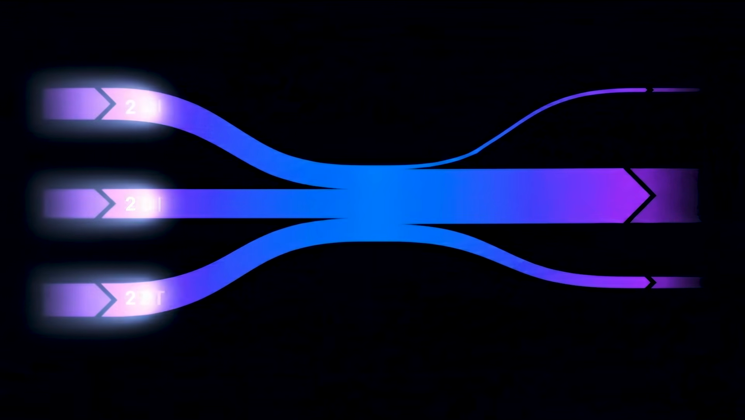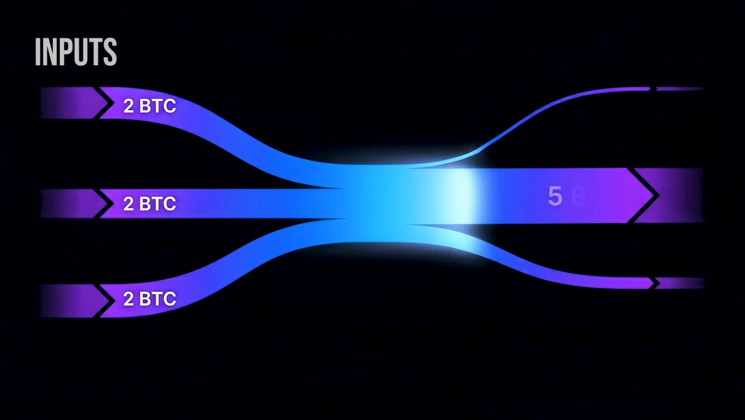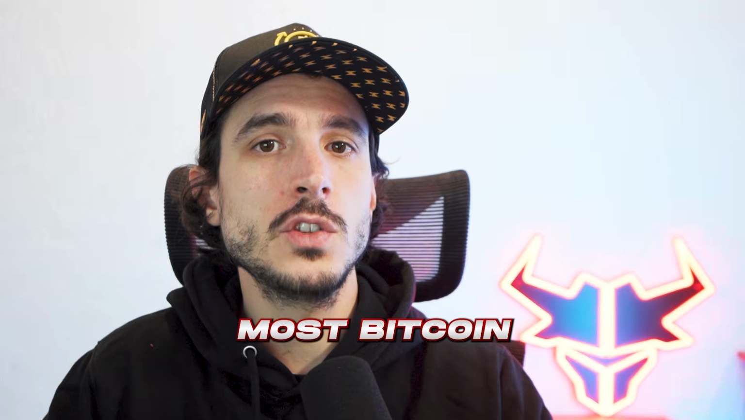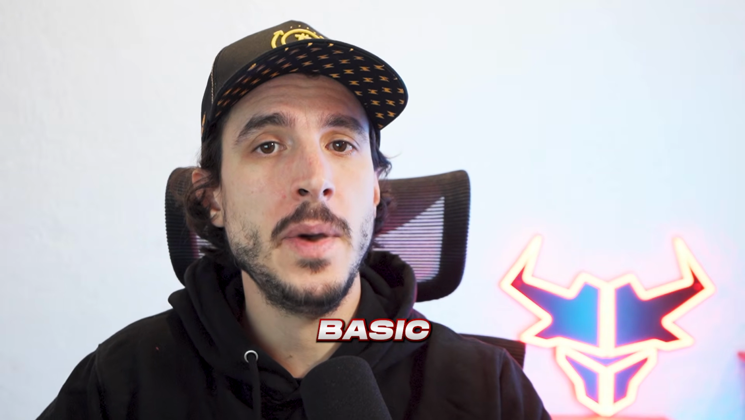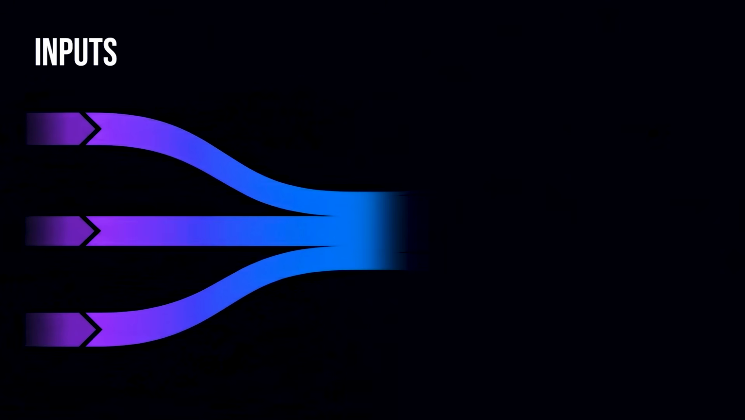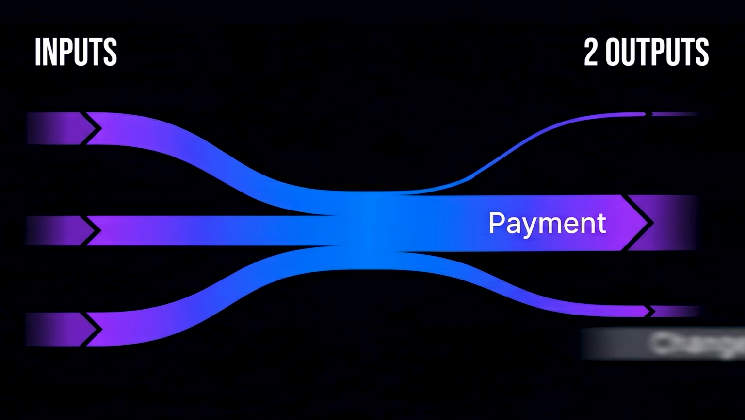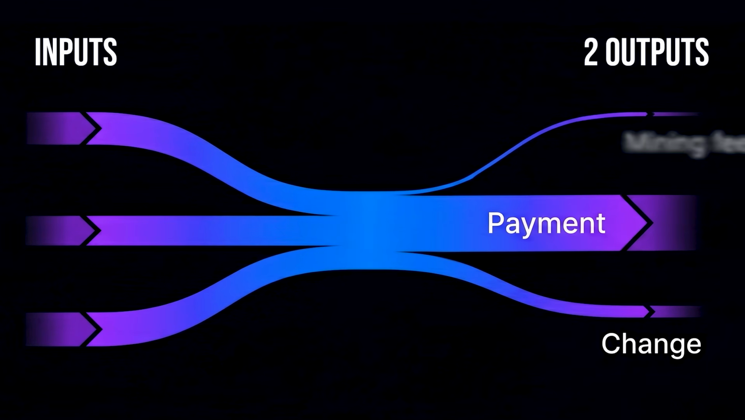In Bitcoin terms, the coins you spend are called inputs and the payment plus the change are called outputs. Most Bitcoin payments follow the same basic pattern. A few inputs on one side and 2 outputs on the other side. One for the person you're paying and one that returns to you as change. There is also a small amount that goes to pay the mining fees.